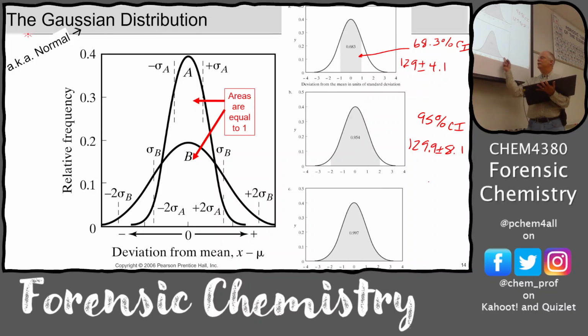If we did plus or minus 3 sigma, so we're looking at 4 as our uncertainty, now we're dealing with 12. So 129 plus or minus 12 would be 99.7% confident. So the more confident you are, the wider your envelope, right?